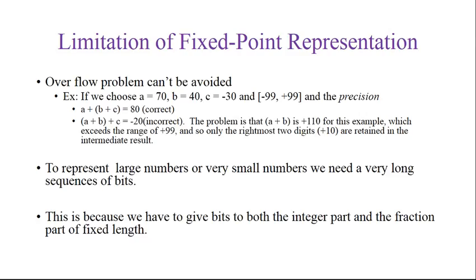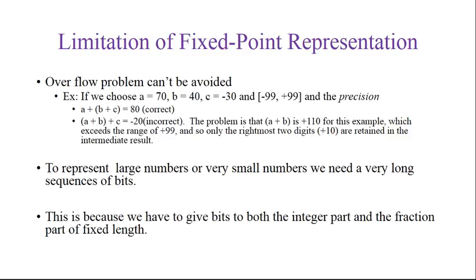It has a severe limitation: the overflow problem cannot be avoided. Say for example, let us choose a equal to 70, b equal to 40, c equal to minus 30, and the precision limit is minus 99 to plus 99. Suppose you perform b plus c and then add to a, then the result will be 80, which is within the precision limit, hence it is correct. Now, if we take a plus b plus c, then a plus b will yield a value of 110, which exceeds the range of 99. Hence, the result will be minus 20, which is an incorrect value.